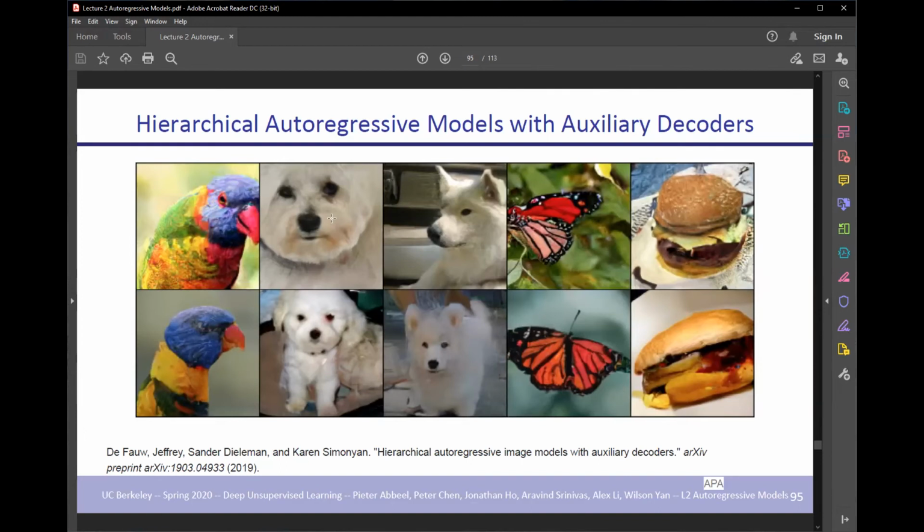So here you generate an image, but you generate a low resolution image. Let's say, for a 28 by 28 MNIST, though of course these papers use much larger pixel images, you maybe generate a 7 by 7 MNIST, then go to a 14 by 14 MNIST, and then go to a 28 by 28 MNIST.